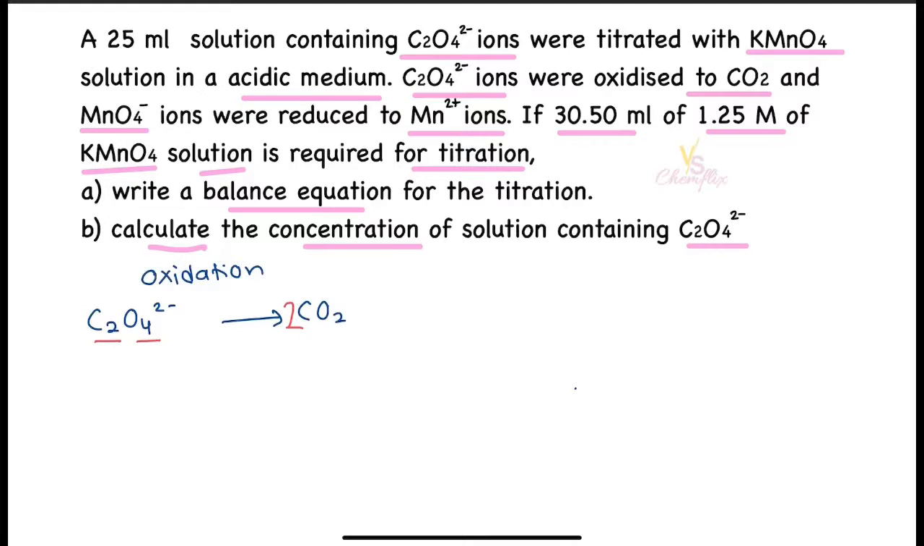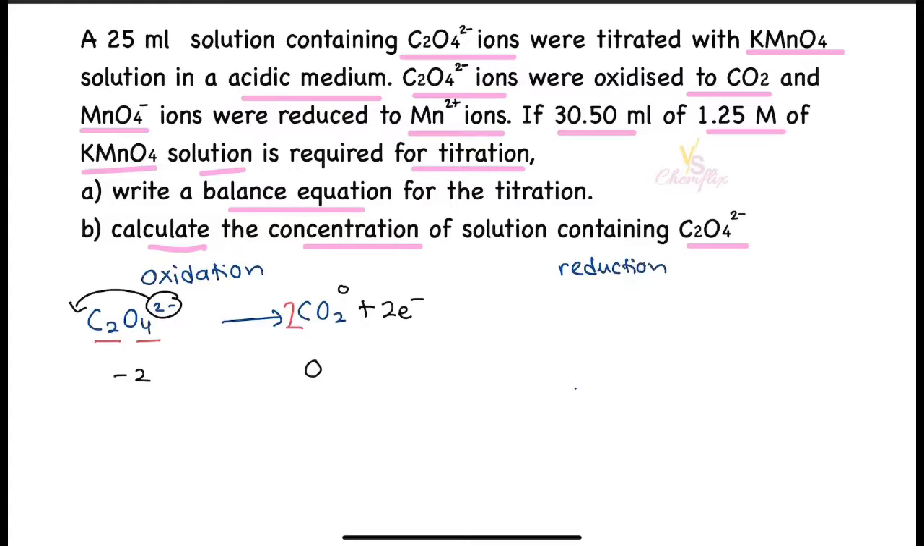Now let's look at the charges. The next thing that you have to do to balance a half equation is to balance the charges. Before the reaction, the total charge on the left hand side is -2, and after the reaction, since carbon dioxide is neutral, the total charge is 0. So in order to balance the charges, you are required to add 2 electrons on the right hand side. By doing this, the charges before and after the reaction are now -2. Next, let's do it for reduction.